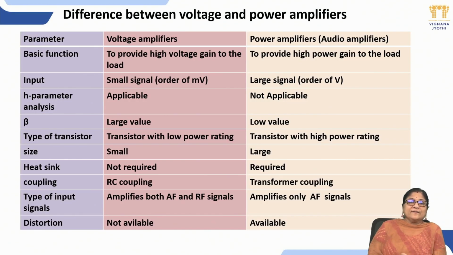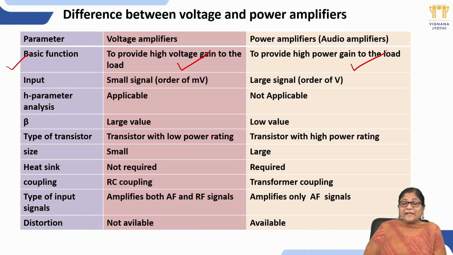Then lastly, other than power amplifiers, there is a voltage amplifier. This classification I can give you on how these are different from the normal amplifiers. Other than power amplifiers, all the amplifiers I'm just putting into a common or wide range of voltage amplifiers. So there are basically some parameters to consider. First, basic function. For voltage amplifiers, only voltage gain will be provided, that is the signal is amplified in terms of its voltage.